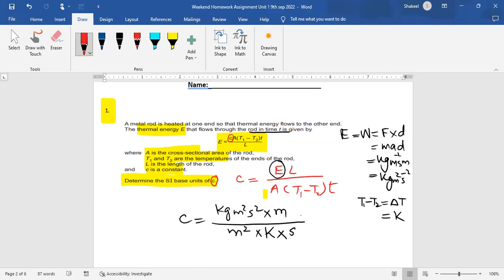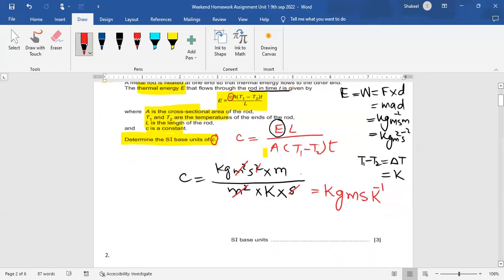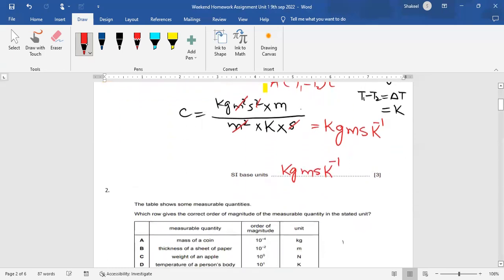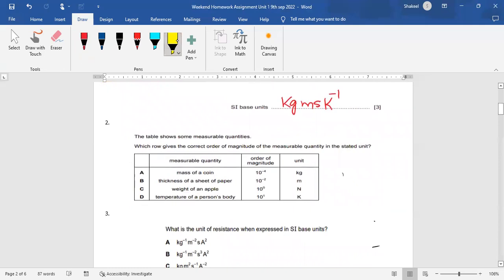So now what you'll do is you'll do some cancellations. This meter square is gone with this meter square, and this 1 second is gone with this power. So we are left with kilogram, meter, second, and K^-1. So that is the unit. Kilogram, meter, second, K^-1. That is the SI base unit for C. Okay, let's move on to question 2 now.